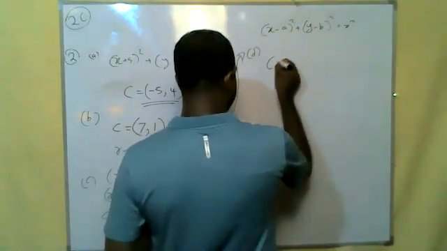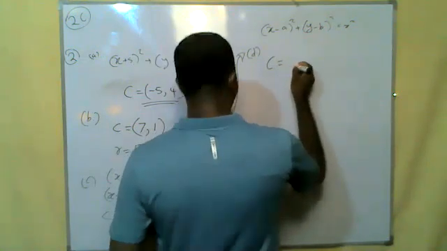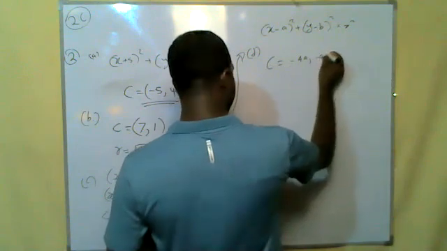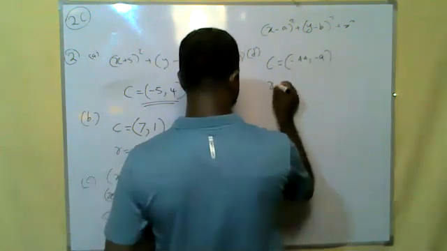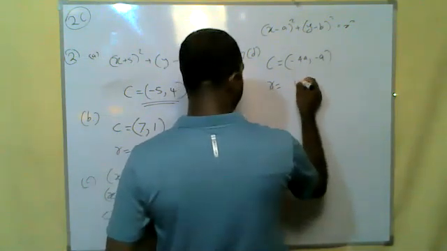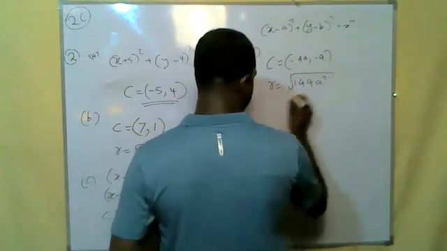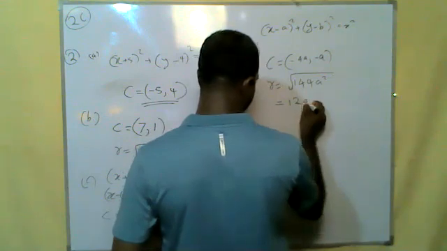So for the D, center comes how much? Minus 4a, comma, minus a. And what about the radius? We have to get the square root of the given value, no? A squared. So it's going to be 12a.